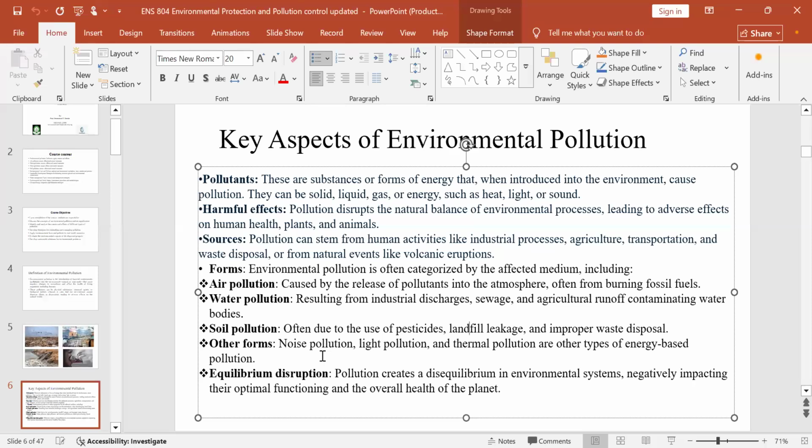So other forms include, these are heat-related, energy-related, like noise pollution, light pollution, thermal pollution. This has to do with excessive heat, and other types of energy-based pollution.